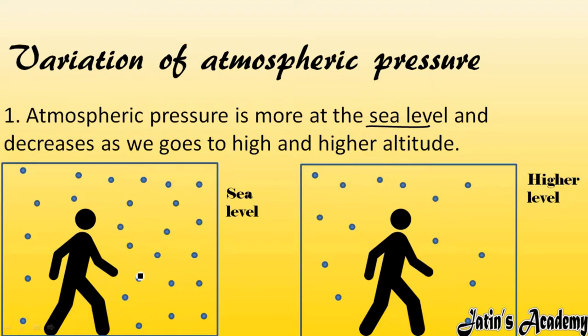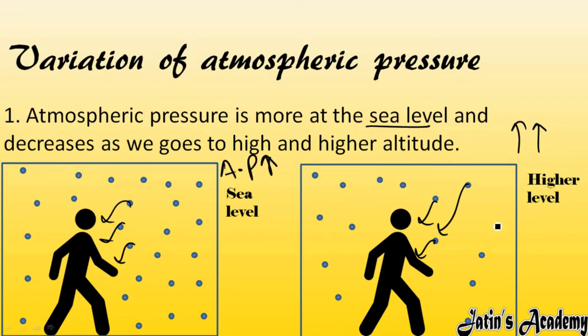When particles are coming close to each other, these particles are exerting more and more pressure, and due to exerting more and more pressure, here at the sea level atmospheric pressure is very high. But as we are moving to higher and higher altitude, particles are going to expand. Due to expansion, particles are moving away from each other. Away means these particles are exerting very less pressure on our body, and very less pressure means atmospheric pressure is less. So at sea level atmospheric pressure is more, and at the higher altitude atmospheric pressure is less.